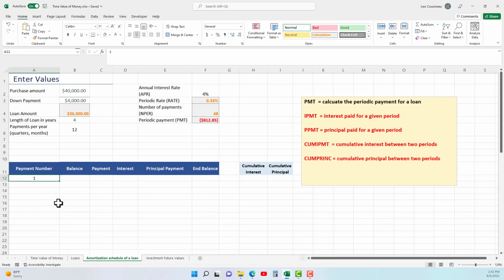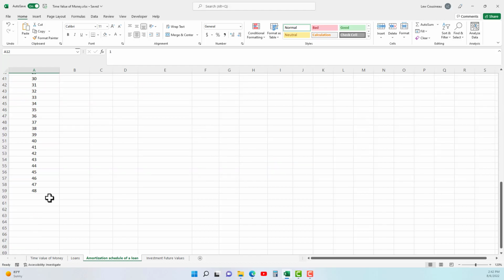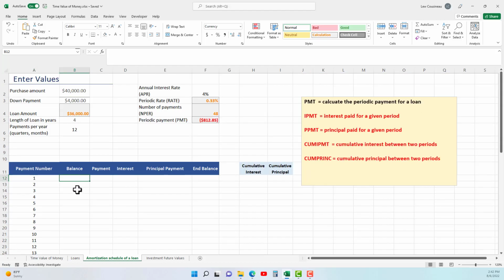Payment number 1. Let me show you how to fill this out. 1 to 48. You already know this, where I can drag down and fill the series right here. There's another way of doing it. I'm going to click on that number 1, and on the home ribbon, the fill button right here in the top right, series. This is in a column. It's linear, step value 1, stop value 48. We're going to go from 1 to 48 down this column by clicking this fill series button. Boom. 1 to 48, and I didn't have to drag down.